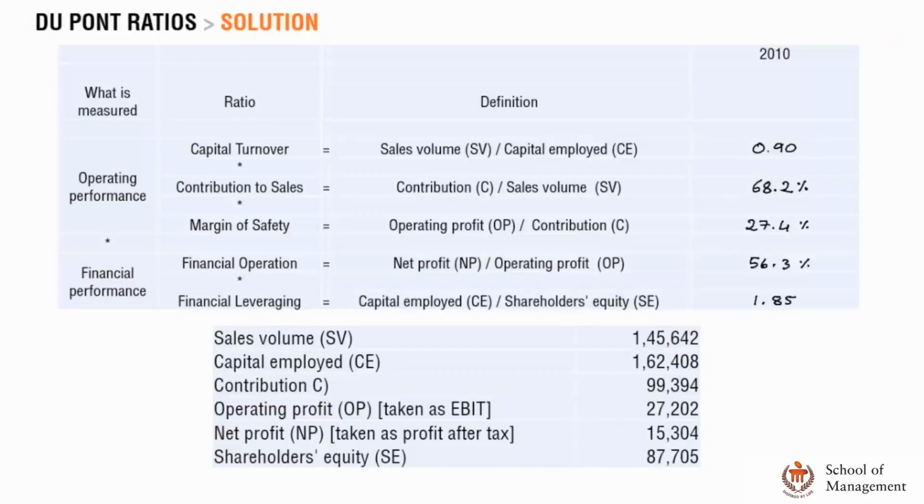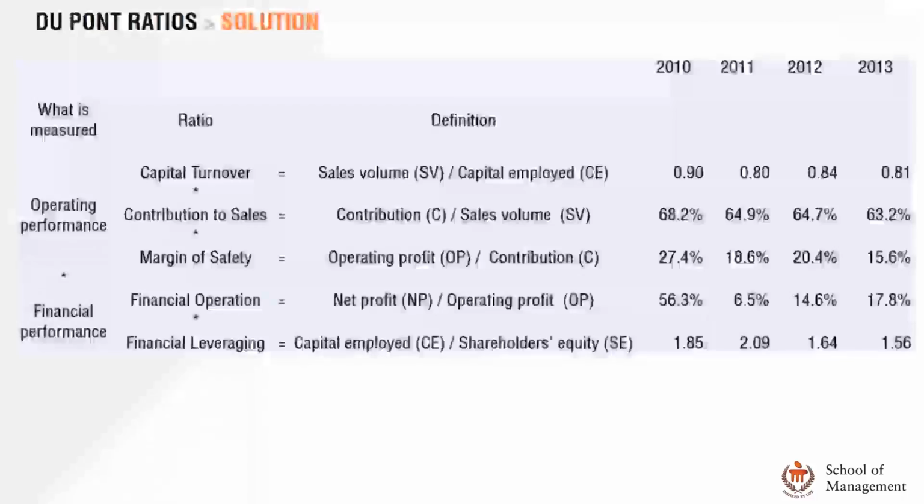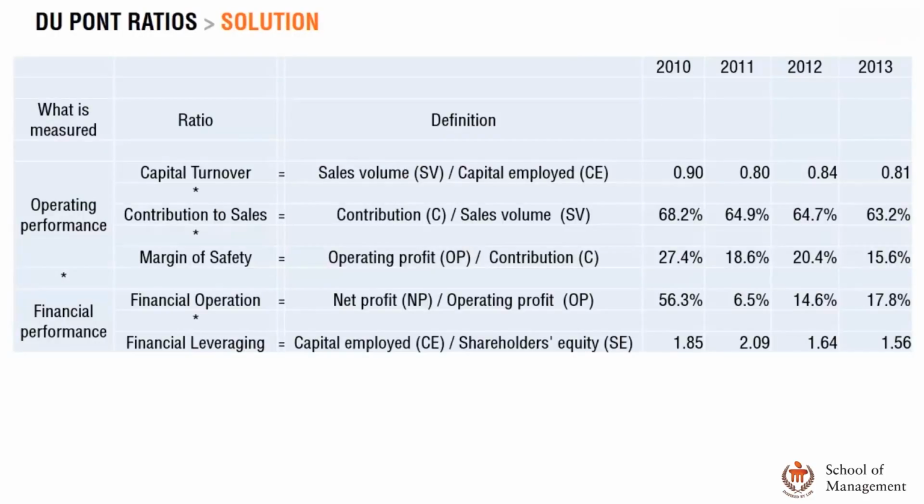Now, we can work out the ratios for the next 4 years in the same way, and we now have in front of us all the ratios for all the 4 years. You have the operating performance, which is described to you in 3 ratios, which are capital turnover ratio, contribution to sales ratio, and margin of safety. Looking at each ratio one by one, we see that the capital turnover ratio has gone down steadily from 0.90 to 0.80 and then has moved up a little bit to settle down at 0.81 at the end of 2013.